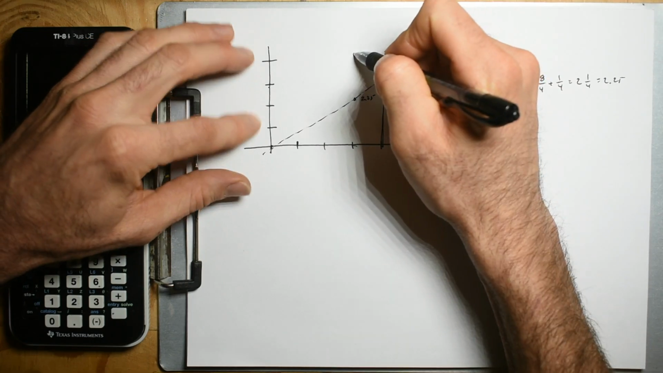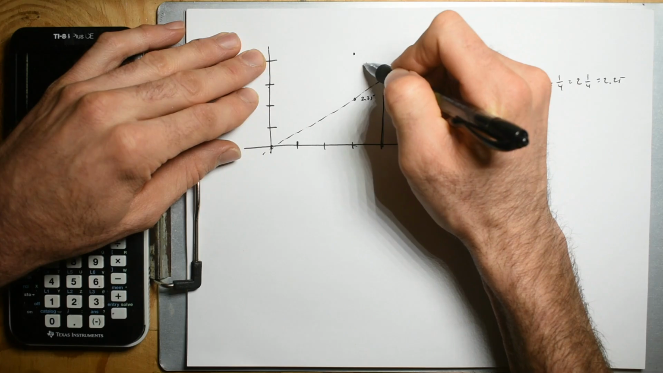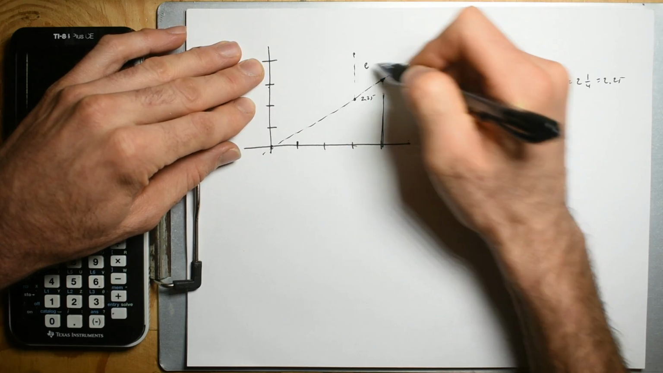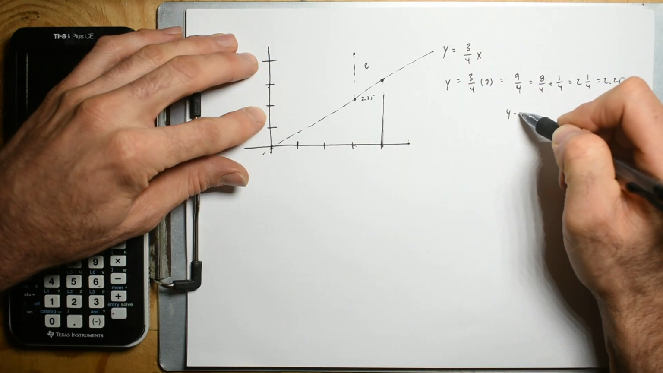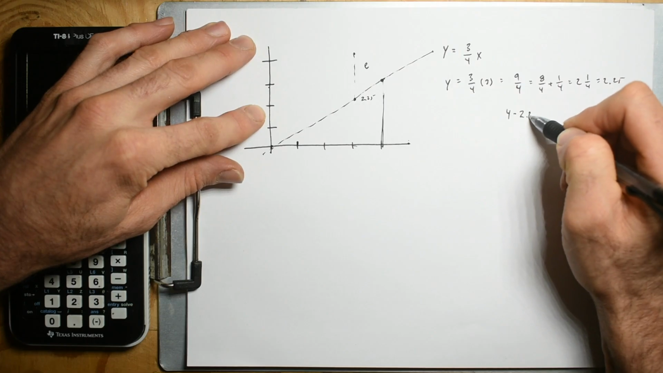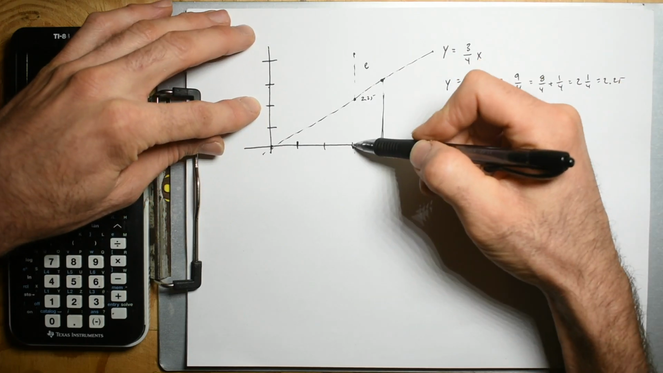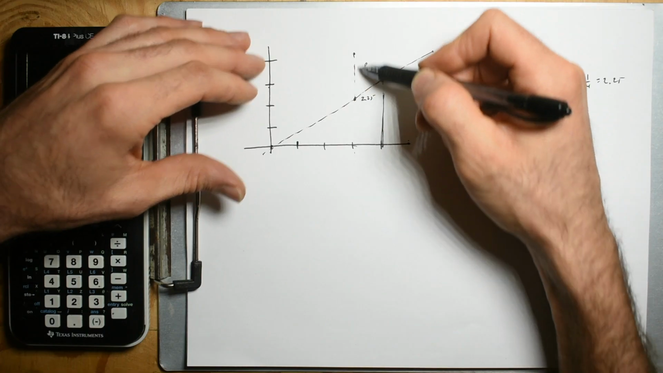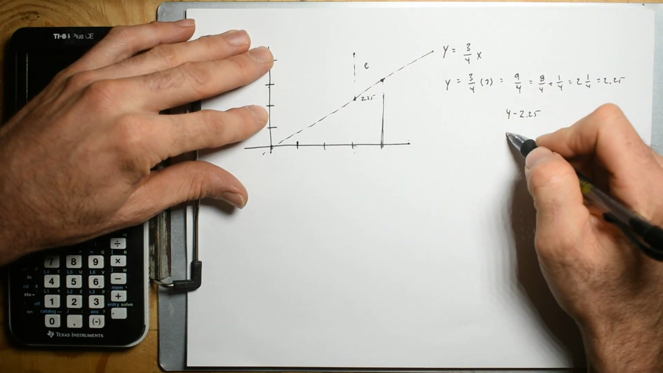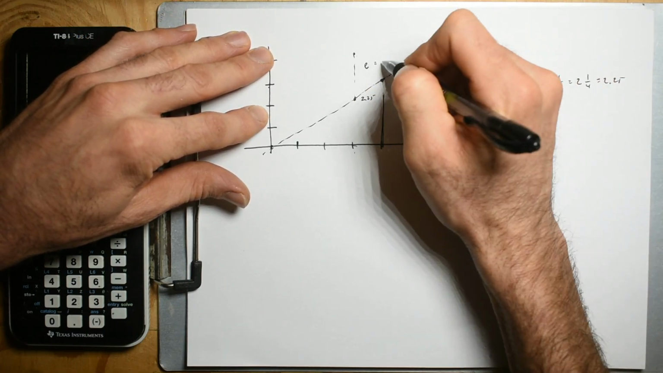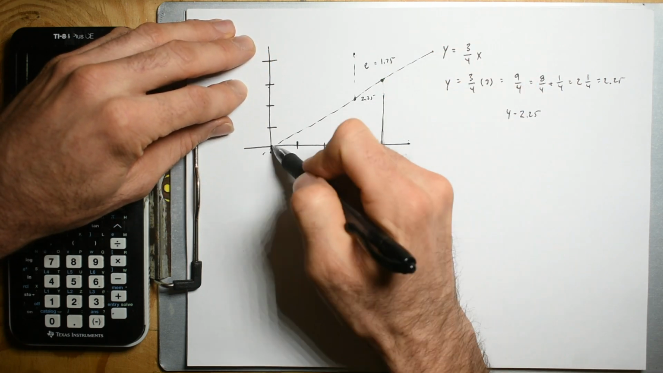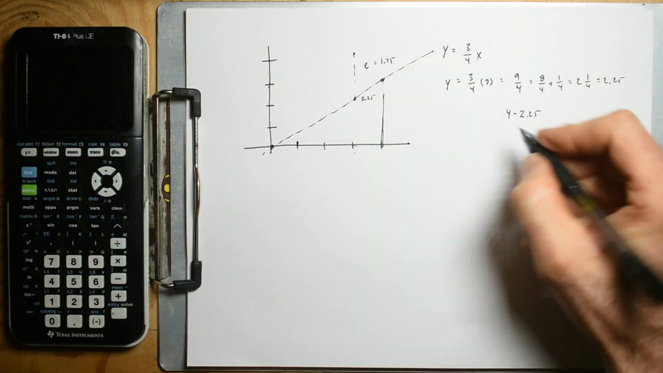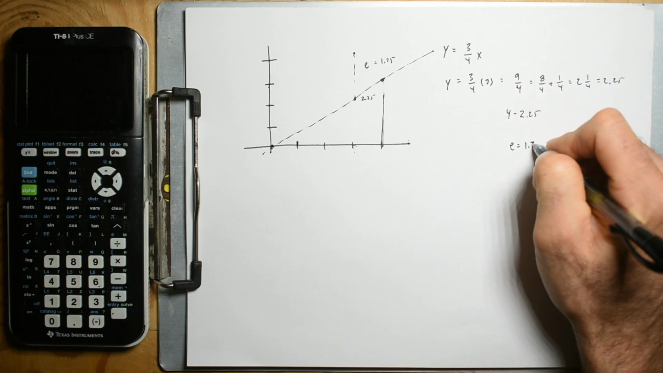This value up here is 4, so that error is going to be 4 minus 2.25. Since this is higher than 2 and less than 4, that error is going to be 1.75. So in this example our error is 1.75.